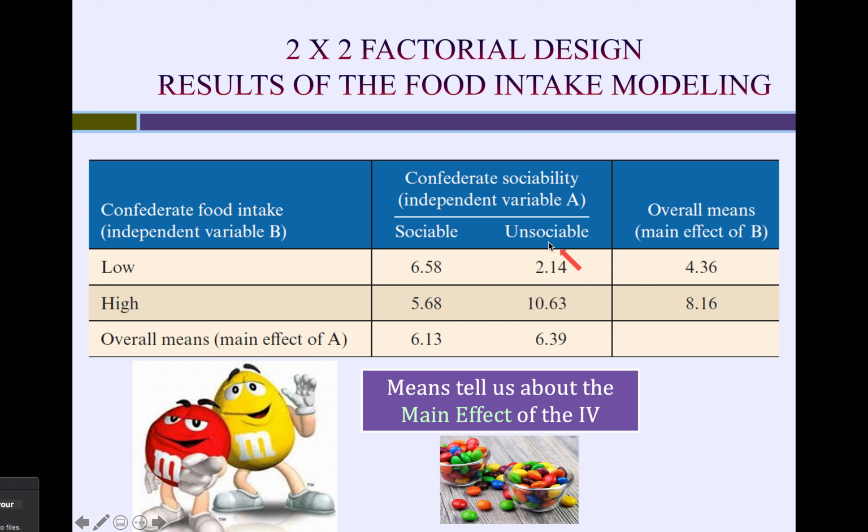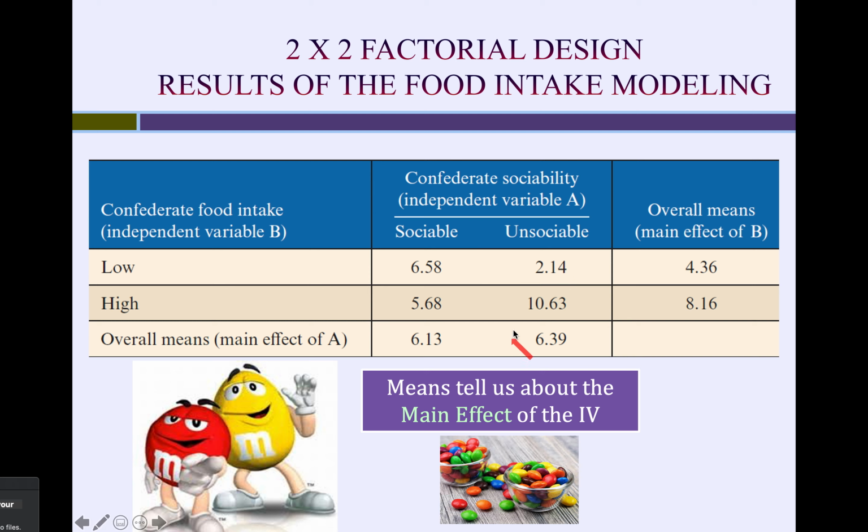Interestingly, though, we see that when your Confederate is unsociable, there seems to be this interesting difference between the number of M&Ms that people ate based on whether or not the Confederate had a low amount of M&Ms or high amount. So again, if you're in the room with an unsociable Confederate who ate very few M&Ms, you also ate very few M&Ms. But if you're in the room with a very unsociable Confederate who ate high M&Ms, you also ate a high number of M&Ms. So you can see this interesting difference start to take shape here.